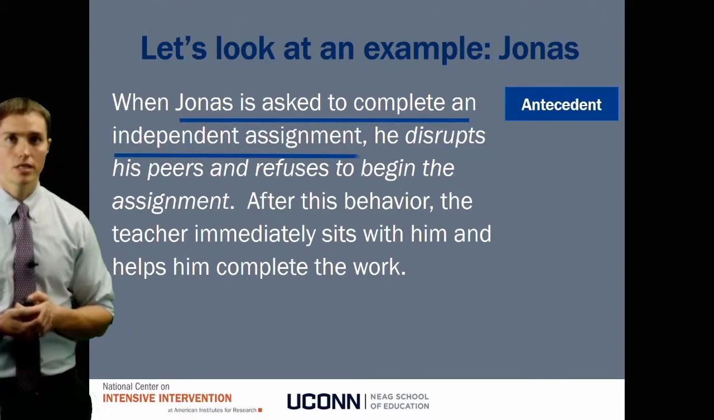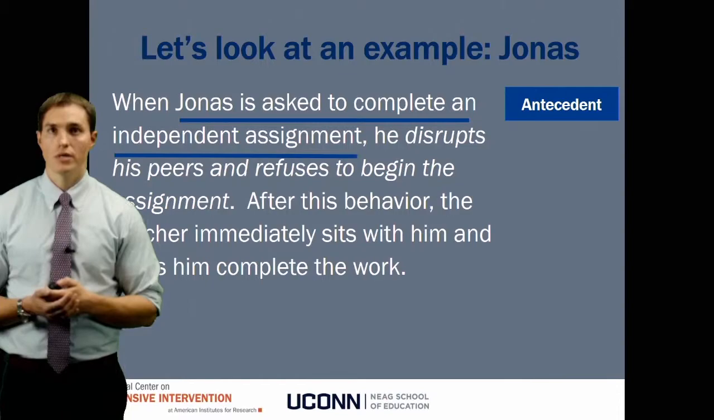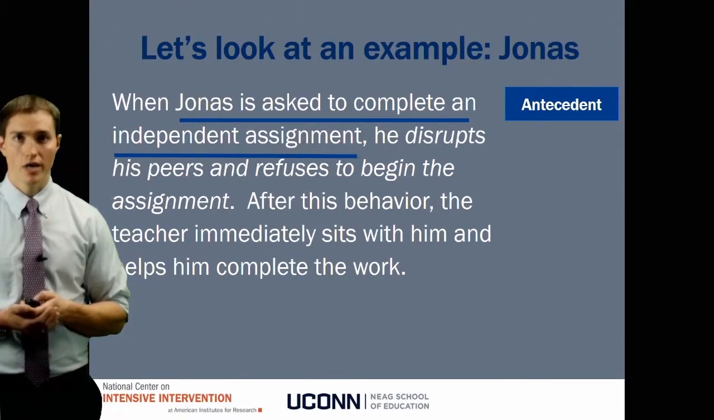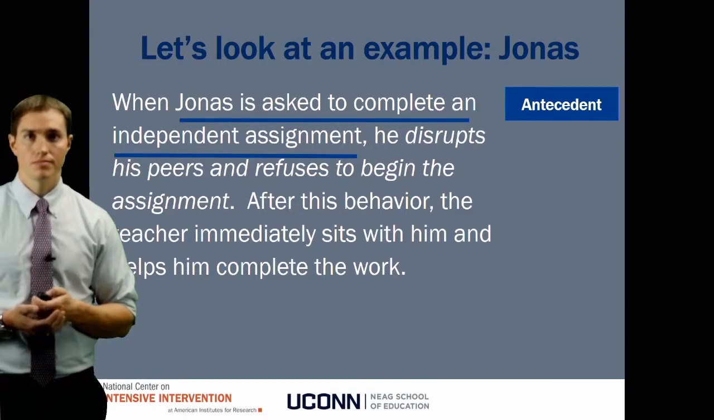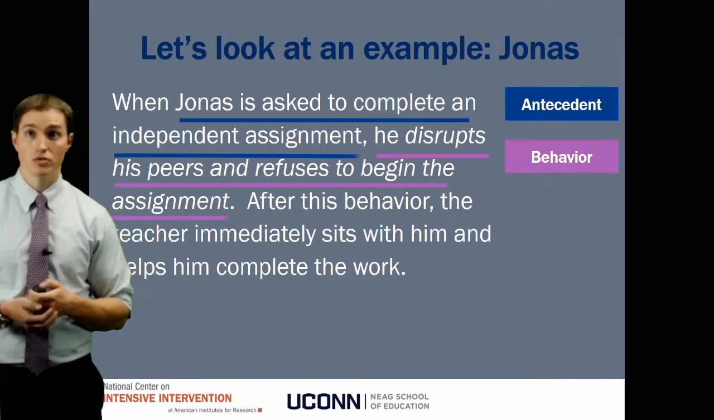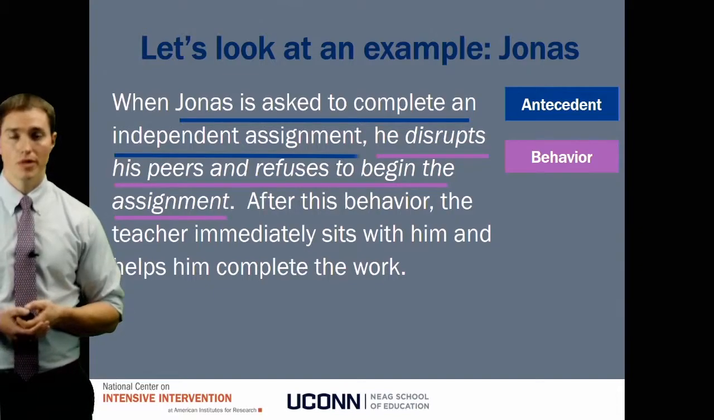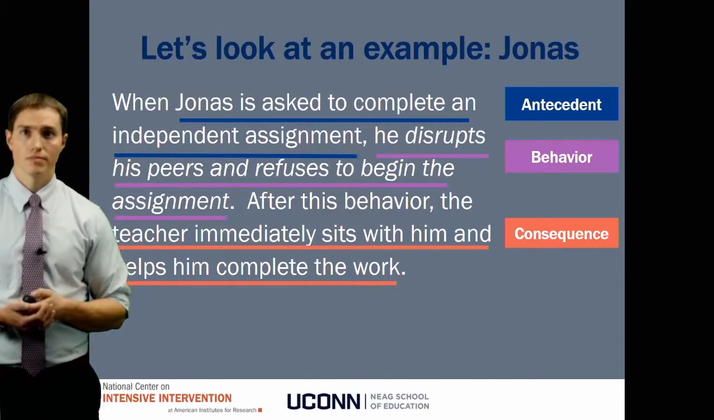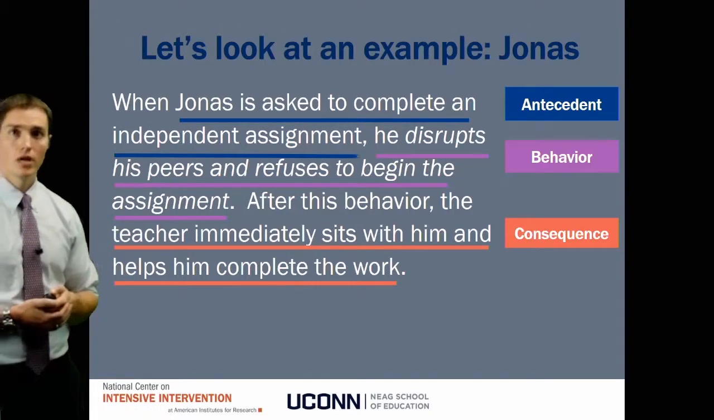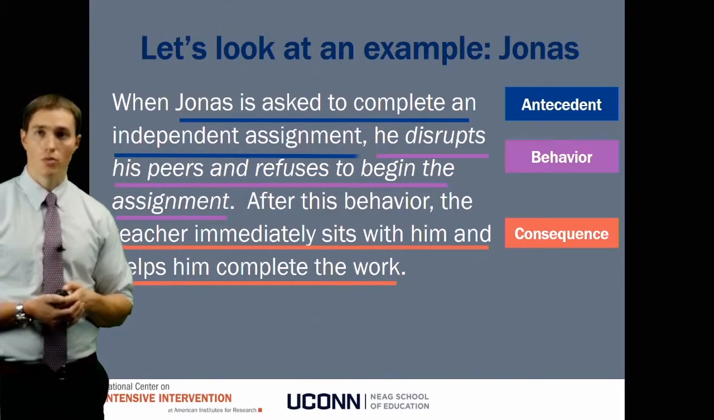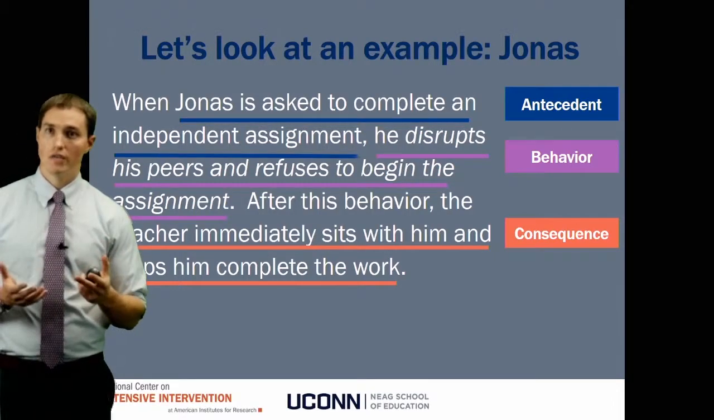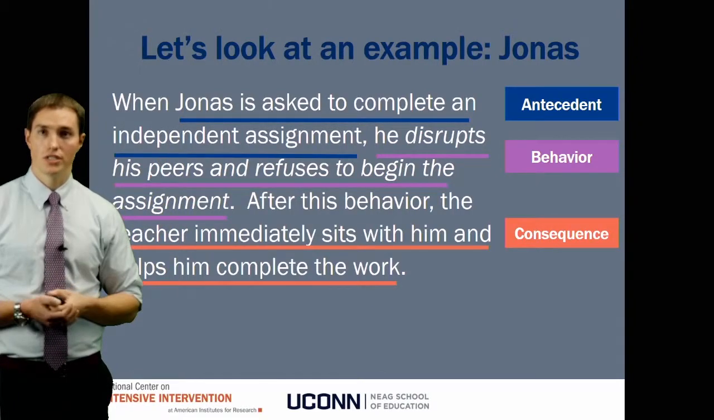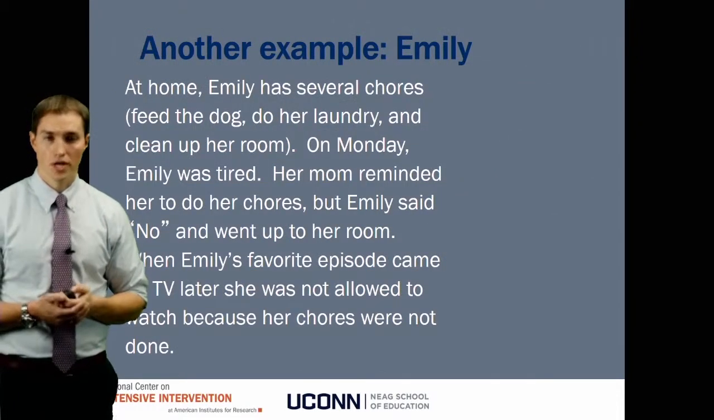First, what is the antecedent? The antecedent here is when Jonas is asked to complete an independent work assignment. Can you identify his behavior? Jonas's behavior is he disrupts his peers and refuses to begin his assignment. That's the behavior. And finally, the consequence. What occurs immediately following this behavior? The teacher sits with him and helps him complete the work. So effectively, given this brief scenario, you can identify the A, B, C of this contingency. Let's look at another one.